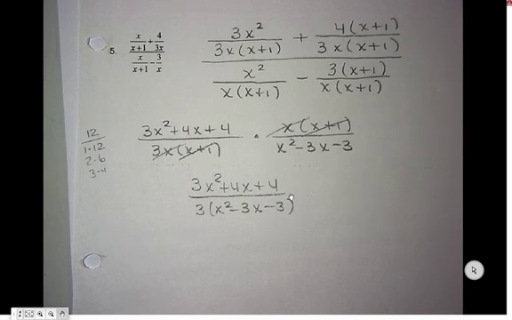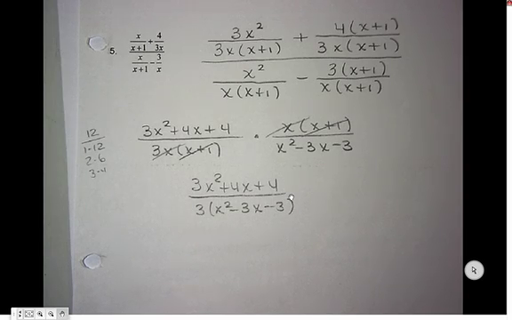Did you get 3x squared plus 4x plus 4 over 3x quantity x plus 1? And then on the bottom, x squared minus 3x minus 3 over x times x plus 1. You can see I skipped a couple steps. Just be careful if you're skipping them.